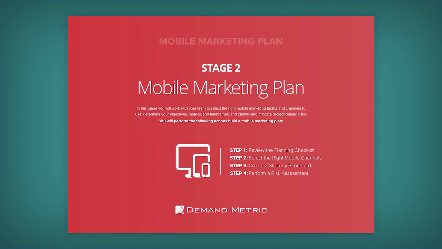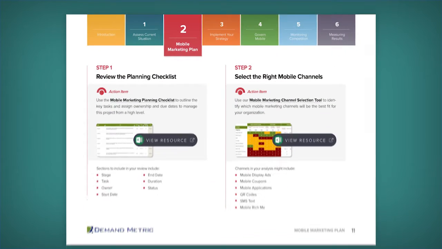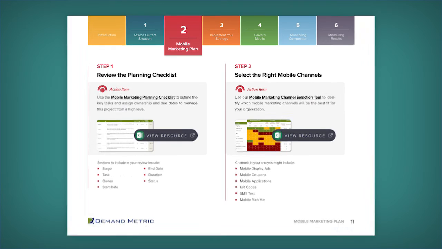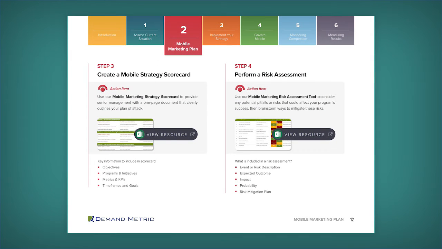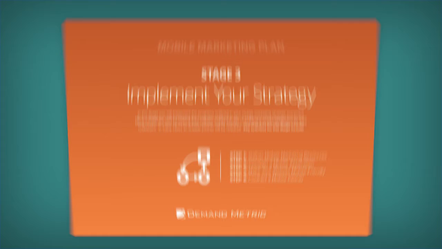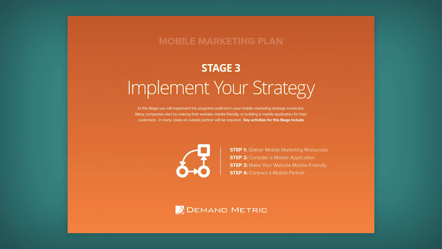And here, step 1 is to review the planning checklist. In step 2, you're going to select the right channels. And then you're going to move into creating a mobile strategy scorecard and performing a risk assessment. In stage 3, we're going to implement your strategy.